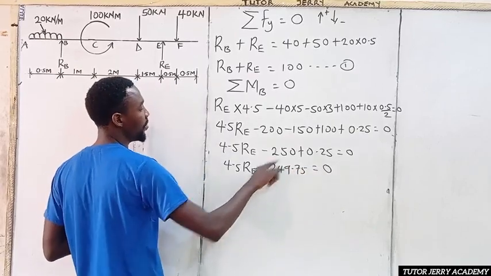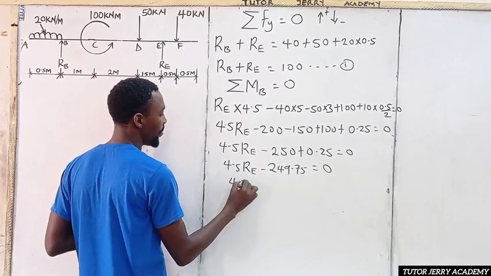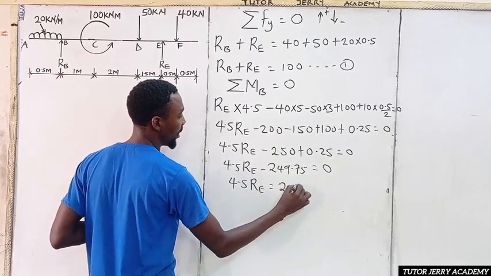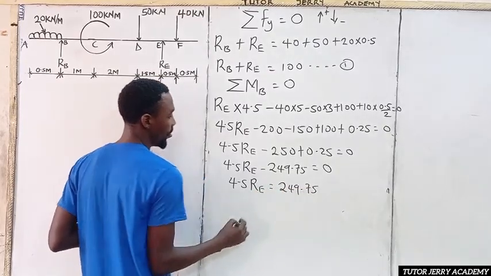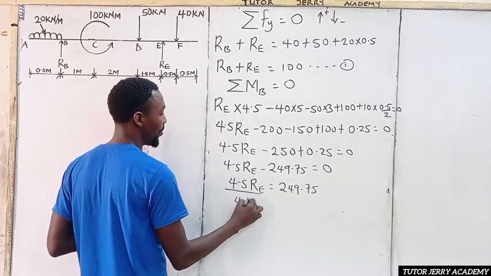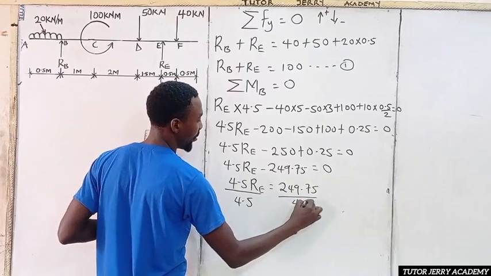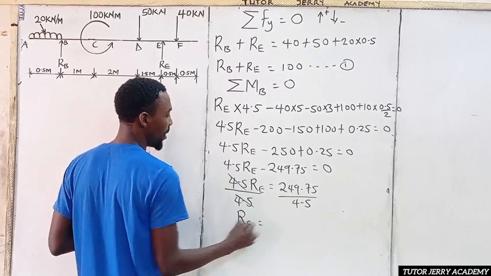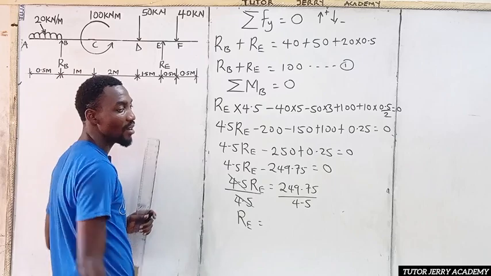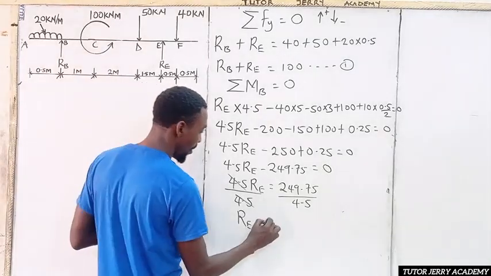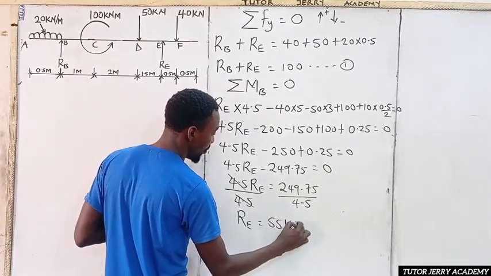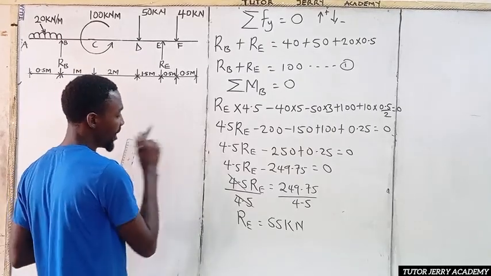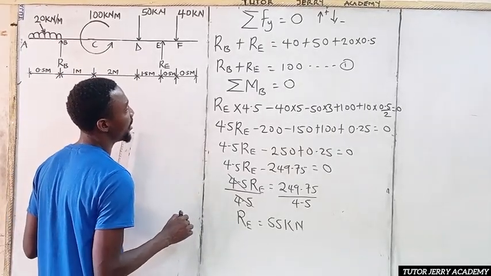All right. So if we move this to the other side, I'm going to have 4.5 R subscript E to be equal to 249.75. So if we divide both sides by 4.5, this will go with this, then R subscript E will be equal to, we divide this by this, you are going to have 55. So we are going to have 55 kilonewton.